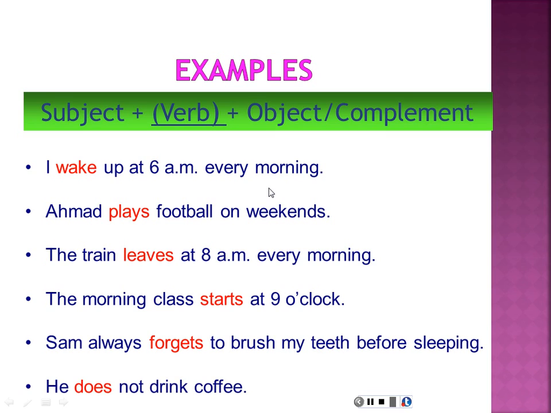Before we move to talk about something else, we still have an example that I forgot. He does not drink coffee. This is something that a person does not do. So this is something that he does not do, something he usually does not do. So he usually does not drink coffee. He does not drink coffee. Okay.